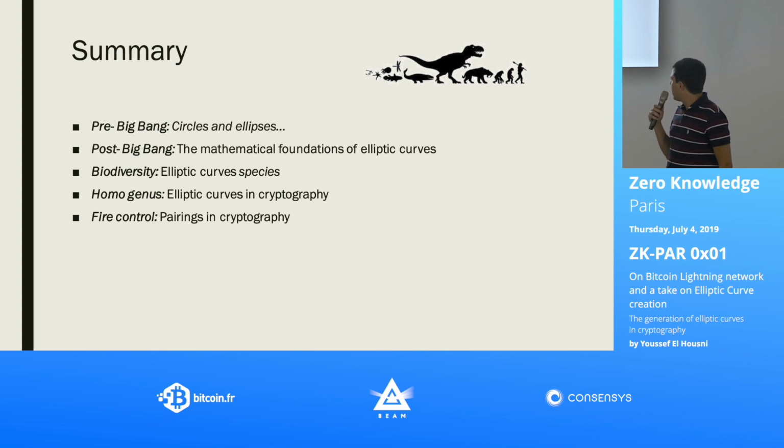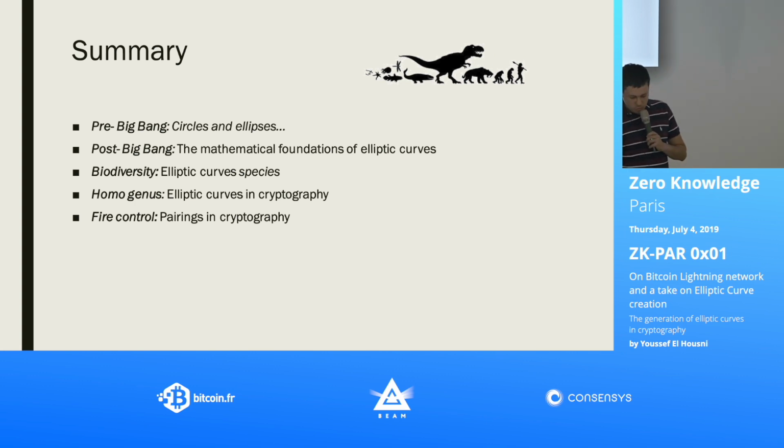And then fire control. One of the main discoveries in human life is the control of fire. When we control what I call pairings or bilinear maps in cryptography, we could do first some destructive use and then some constructive use, just like fire. There are a lot of similarities we're going to go through, but mostly it's going to be technical.